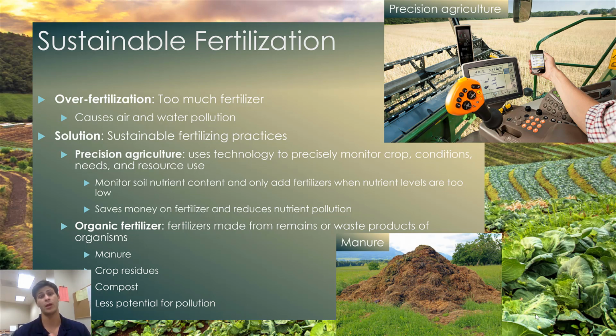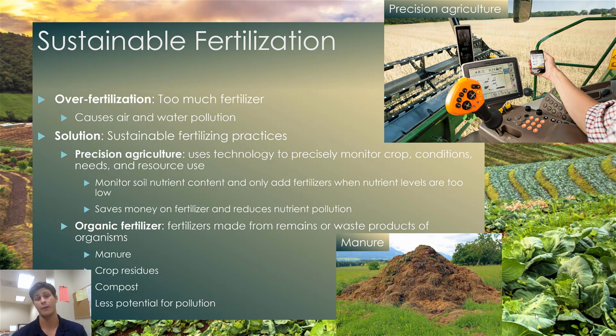Either nitrates in the water supply or eutrophication in our water bodies, or even potentially worse, it can react with sunlight and ambient air to volatilize that nitrogen in particular and cause air pollution. So over-fertilization can be a really big deal. Now, the solution to over-fertilization is using sustainable fertilization practices, and this relies on two different things.